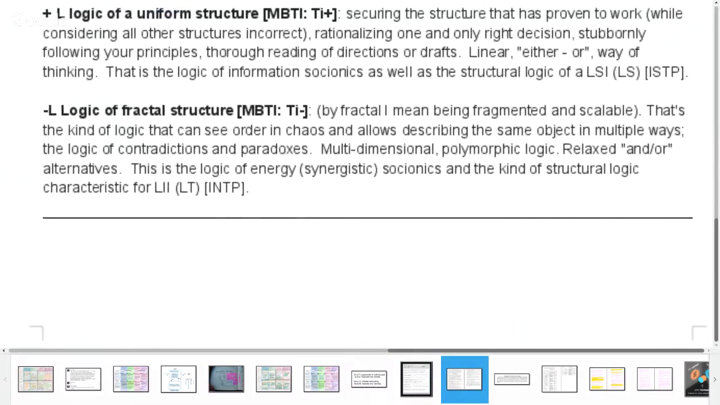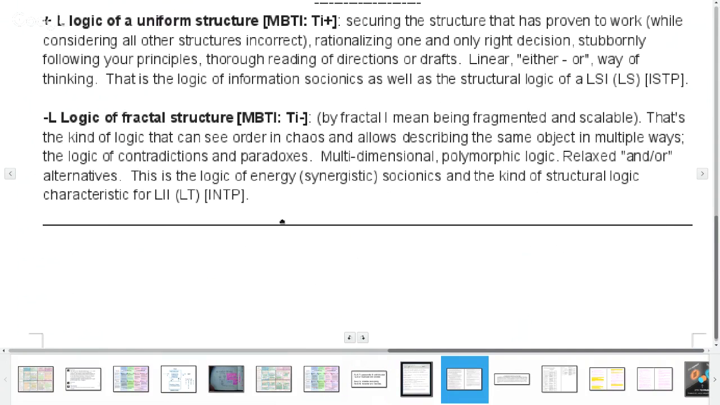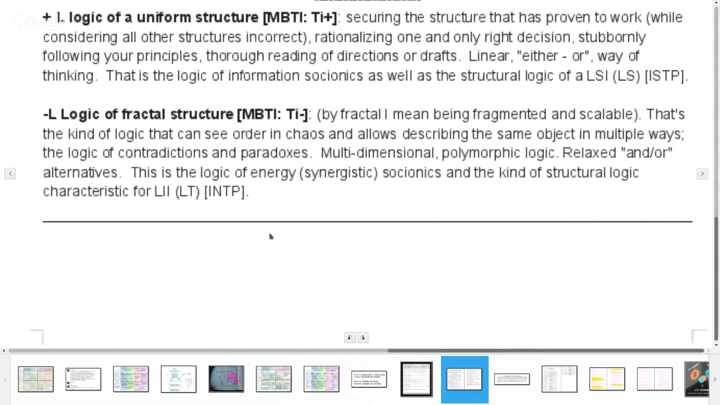Ti minus. By fractal, I mean being fragmented and scalable. That's the kind of logic that can see order in chaos and allows describing the same object in multiple ways. The logic of contradictions and paradoxes, multidimensional polymorphic logic, relaxed and/or alternatives. This is the logic of energy synergistic socionics, and it's the kind of structural logic characteristic of LII. So you can see here that Victor Gulenko is sort of saying that his own school of socionics is Ti minus, fractal, you know, groovy, creative kind of logic.